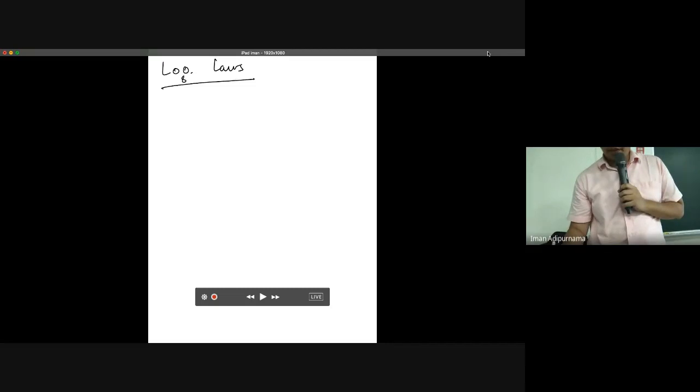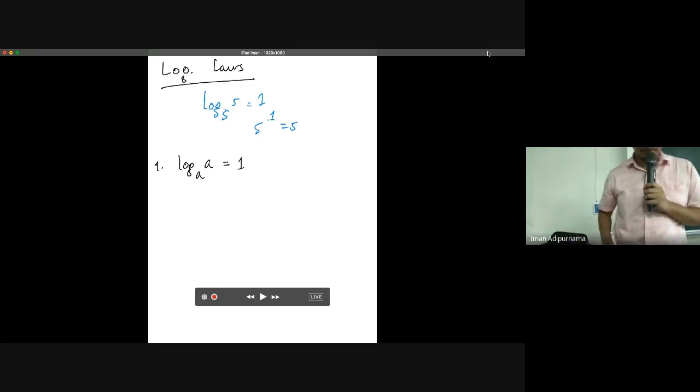Okay. For example, if I have log base 5 of 5, it's 5 to the power of 1, right? It's 1. So I can say that if I have just any number a, log base a of a will be 1. Okay, this is the first one.